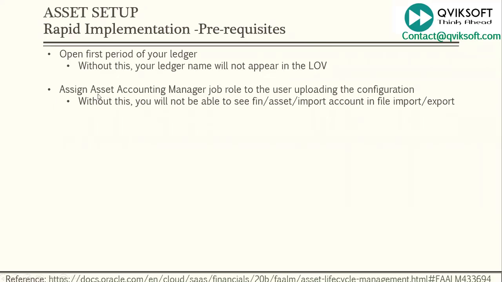And also, whichever user you're using to create this rapid, make sure that user has the asset accounting manager job role assigned. Otherwise, when you try to upload the file using the file import export, you will not be able to see this account. So these are two prerequisites we should remember when you're trying to implement. Okay, so now let me show you this in action.